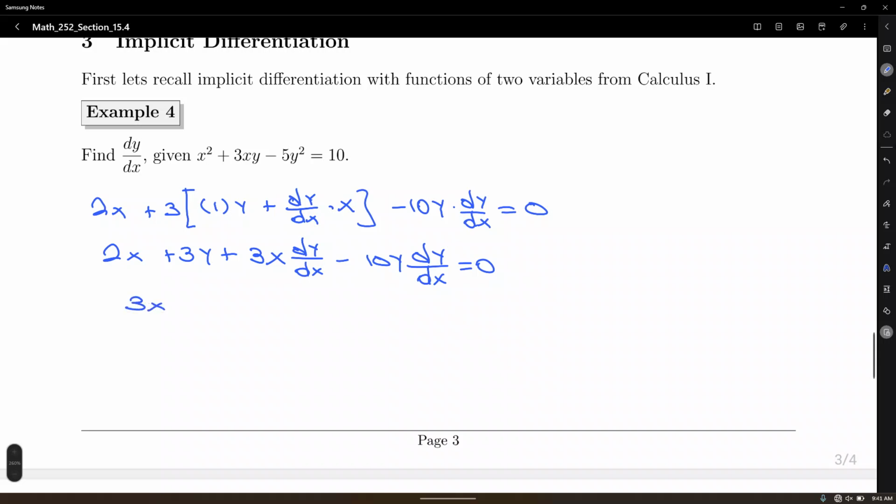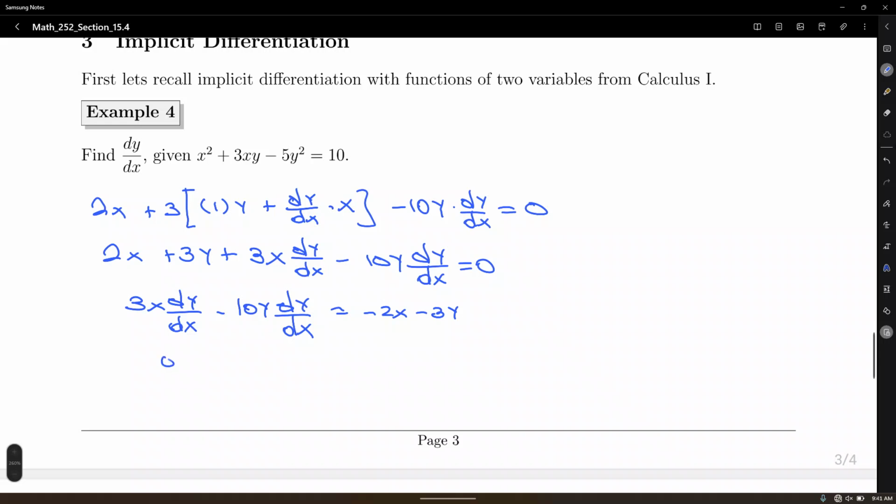So that is 3x dy/dx minus 10y dy/dx. We want to isolate all the terms containing the dy/dx, and all terms that do not have the dy/dx, move them to the right-hand side. Okay, that is negative 2x minus 3y. And why do we do this? To make dy/dx a common factor, factor it out, and divide out the rest of the factors.